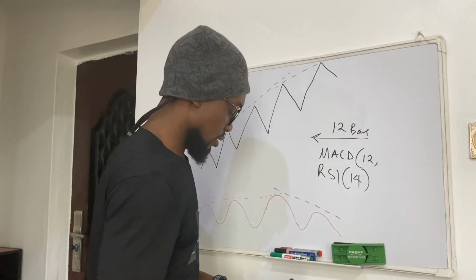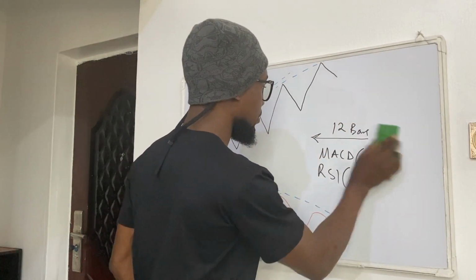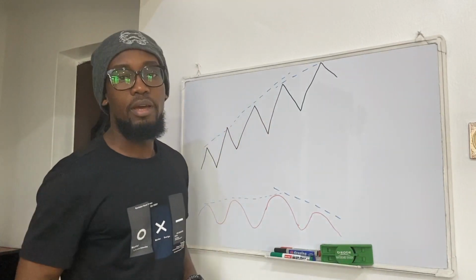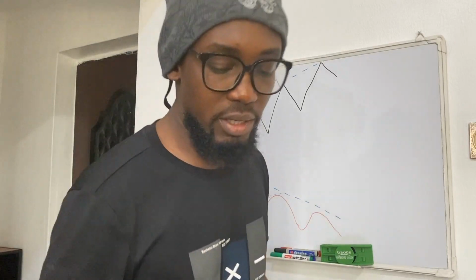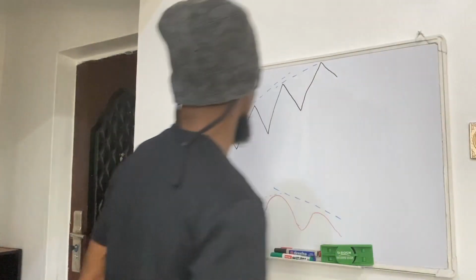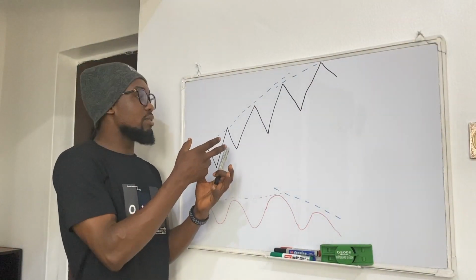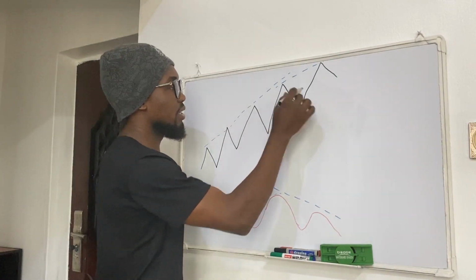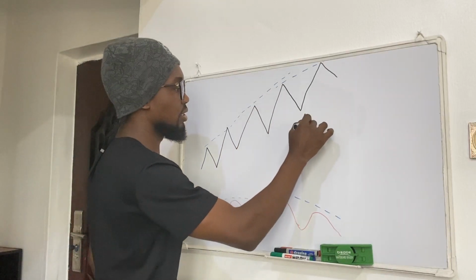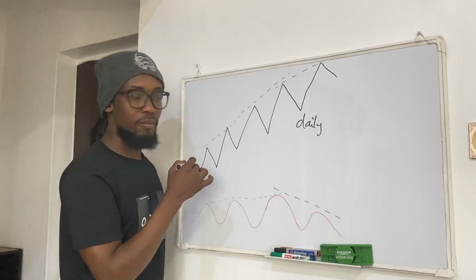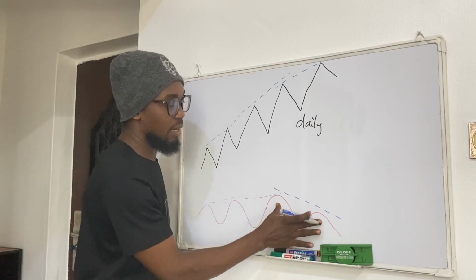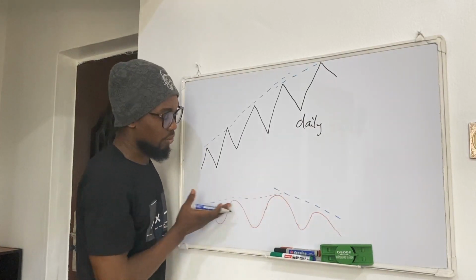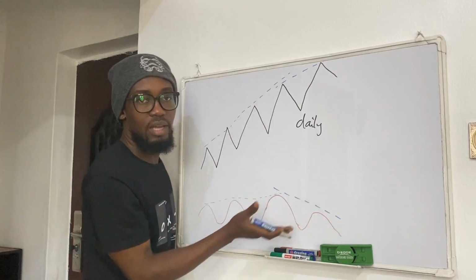Having known this, I'll tell you what causes divergence. This is what leads to divergence, guys. When you look at the market, let's say this is a daily chart, daily time frame. I look at the daily and I observe that there is a divergence. The indicator has stopped making highs.